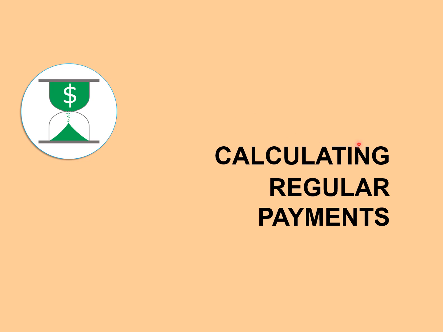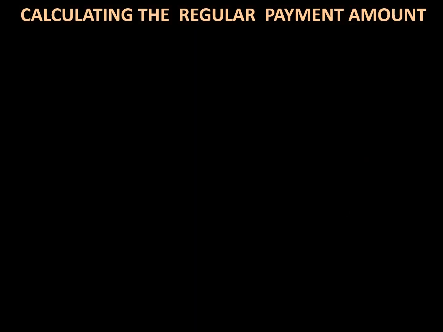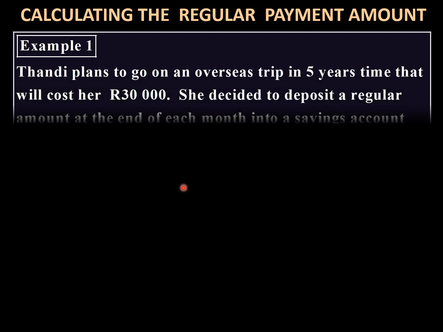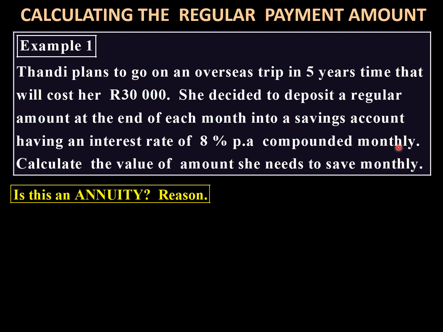Now we're ready to do some calculating, and we're going to start off with calculating the regular payment amount, or the value of X. Let's look at our first example. We have Thandi who plans to go overseas in 5 years' time, and the trip will cost her 30,000. She decided to deposit a regular amount at the end of each month into a savings account. The interest rate is 8% compounded monthly. We'd like to calculate the value of the amount she needs to save monthly.